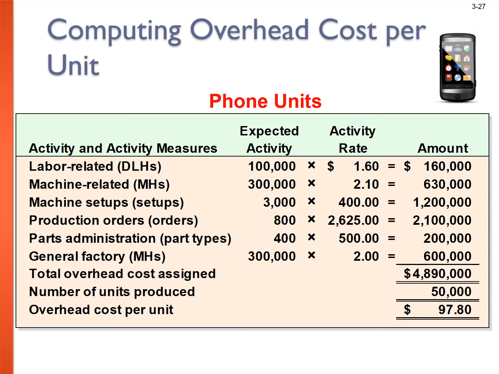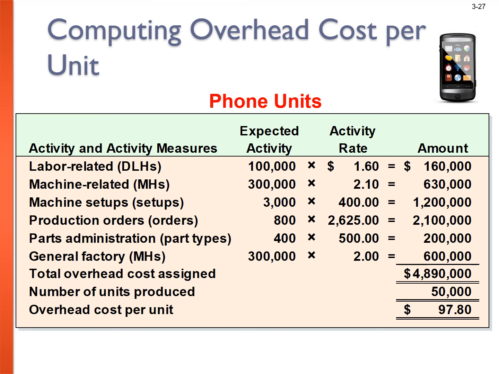Production orders. The phones are expected to have 800 production orders. They're charged at $2,625 per order. So the production orders for phone units in total will be $2,100,000 of overhead. Do the same thing with the parts. The expected activity for part types is 400 times $500 per activity per part type. $200,000 is the cost associated with that overhead activity. And then the general factory overhead. The phones will use 300,000 of machine hours times a $2 activity rate, $600,000.